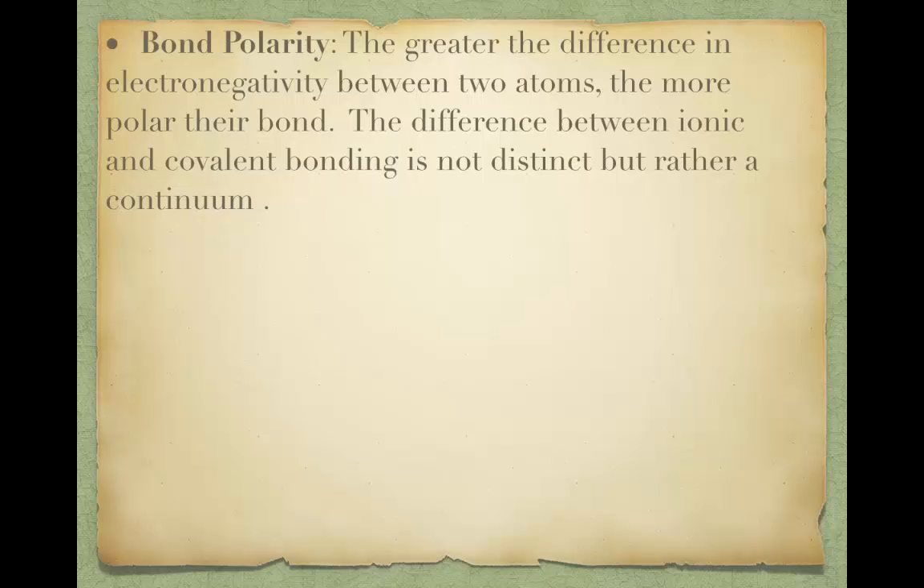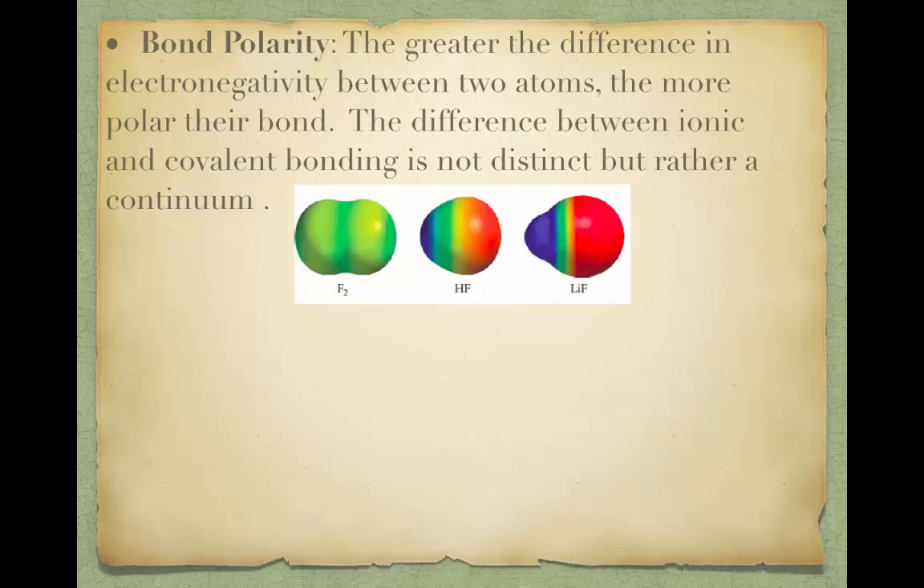If you have a very, very small difference in electronegativities, then we say that the bond is nonpolar. If there is a difference in electronegativities, but it's not significant, then we say that the bond is polar. And then as the difference in electronegativity continues to increase, you eventually end up with an ionic bond. And you can see that here.